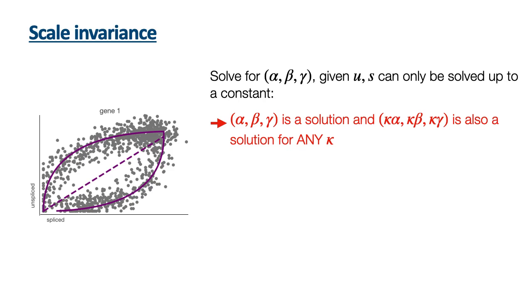In other words, alpha, beta, gamma is a solution, describing the almond shape fit that we see on the left plot, but kappa alpha, kappa beta, and kappa gamma is also a solution for any possible kappa; they describe the exact same almond shape fit that you see on the plot on the left.